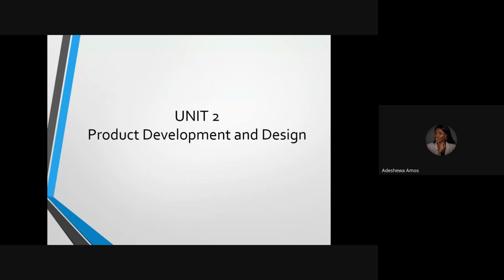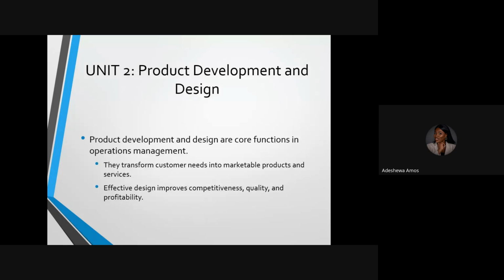So today we will be talking about product development and design. In general, section 1 talks about product and product planning, product and service design 1, product and service design 2, product standardization, product development, and product life cycle and value analysis. Okay. So what is product development and design?